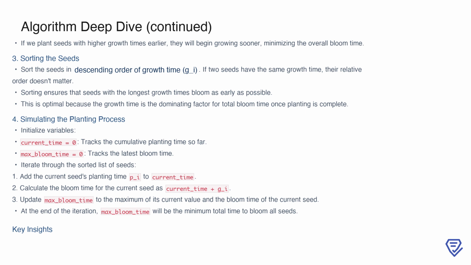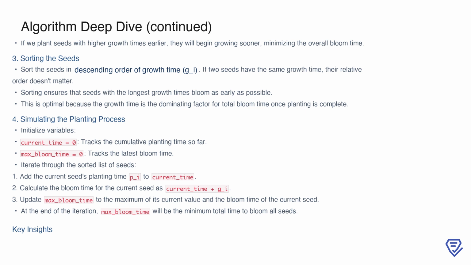This leads us to the next step: sorting the seeds. We sort the list of seeds in descending order based on their growth times, G_i. If 2 seeds have the same growth time, their order doesn't affect the result. By doing this, we ensure that seeds with the longest growth times are prioritized to start growing earlier, which is optimal since their growth duration has the most significant impact on the total bloom time.